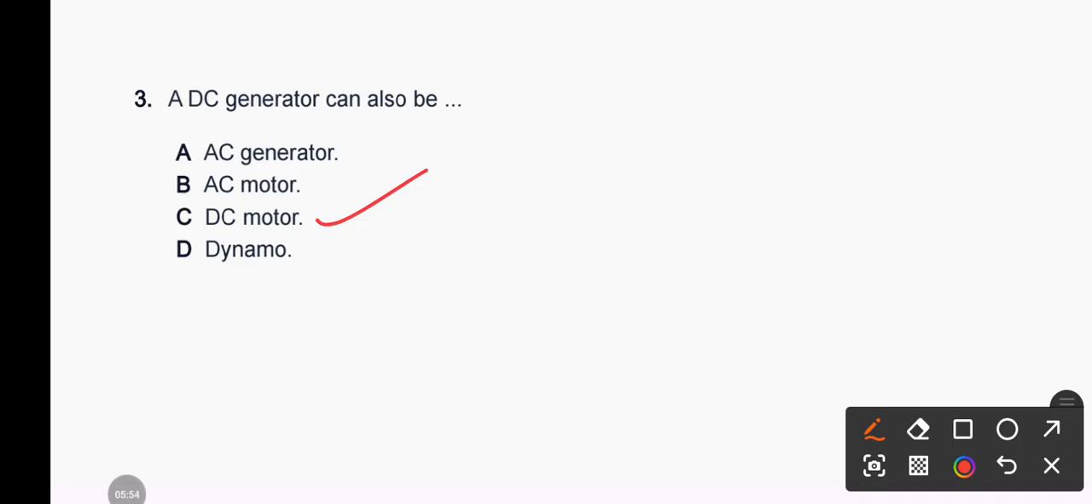A DC generator is used to convert kinetic energy into electrical energy, whereas a DC motor is used to convert electrical energy to kinetic energy. That's the only difference. Otherwise, the setup and the way they are created is exactly the same. Therefore, a DC generator can also be a DC motor. It is also true that an AC generator can also be an AC motor. So in this case, we're going with option C.